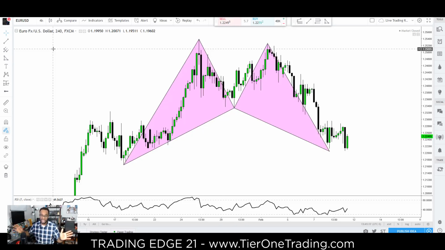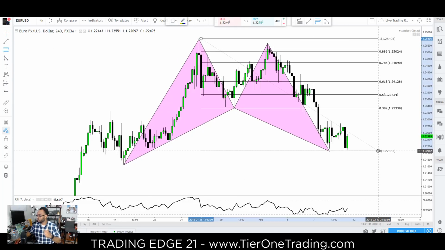Well, maybe not minimize and maximize, but it makes my reward smaller. It makes my risk bigger, which is the exact opposite of what I want to do as a trader. I want to make my risk smaller and my reward bigger. But you still may be able to get a one-to-one risk reward out of this trading opportunity.